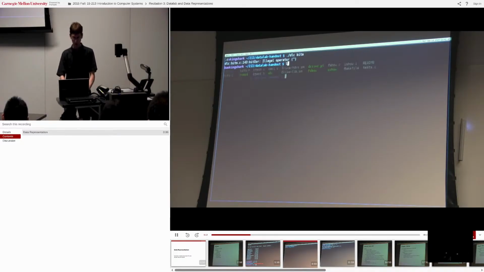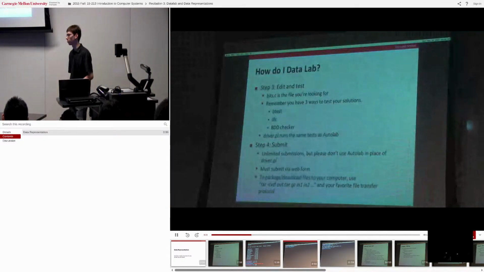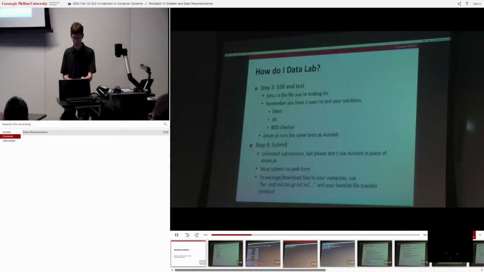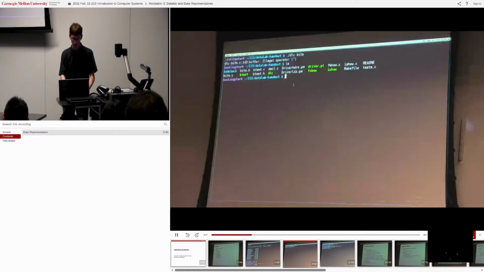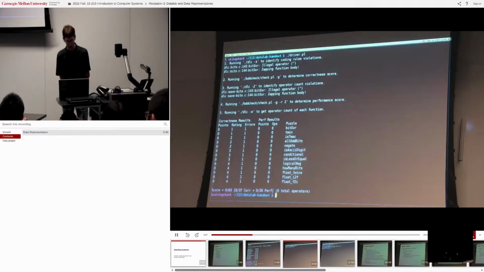And then also, we have driver.pl. Driver.pl will do two things. It'll run the DLC checker, and then it runs the BDD checker. The BDD checker is the actual grading program that's going to be used by Autolab. Autolab uses driver.pl, the exact same script that you have here. So if I ran that, it would tell me that I used an illegal operator in the first problem, and I got all of the rest of them wrong because I didn't do them. So right now I have a 0 out of 63.